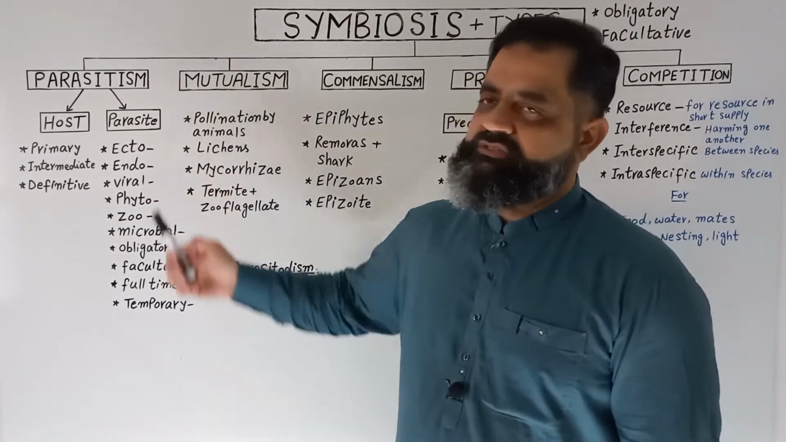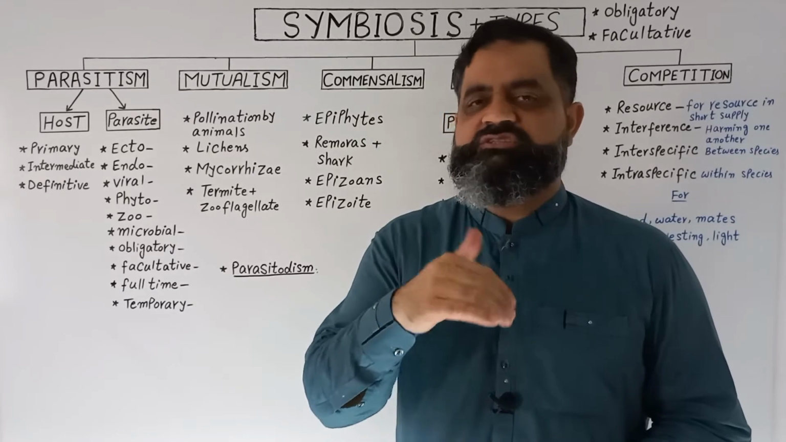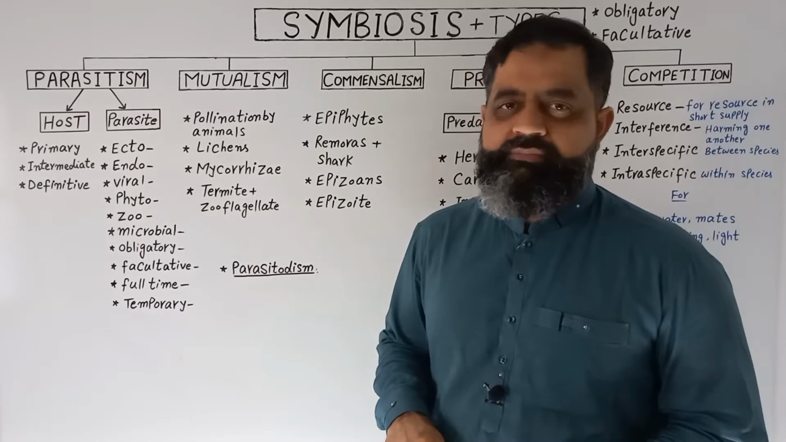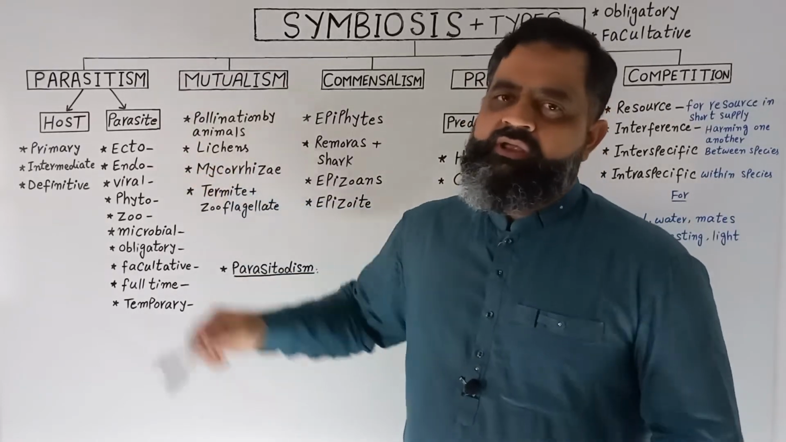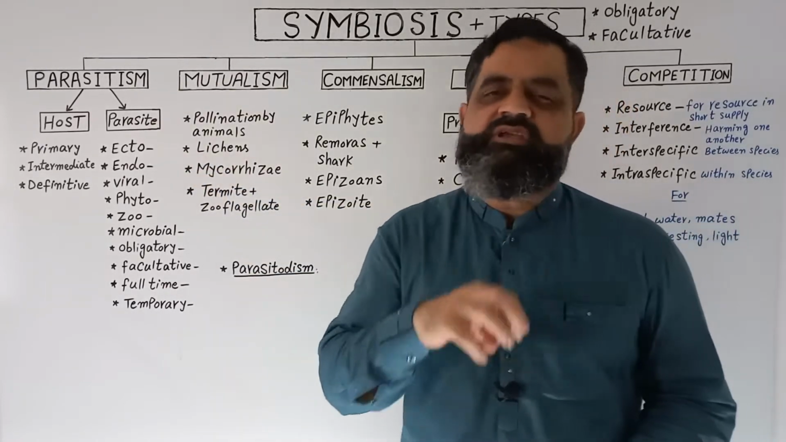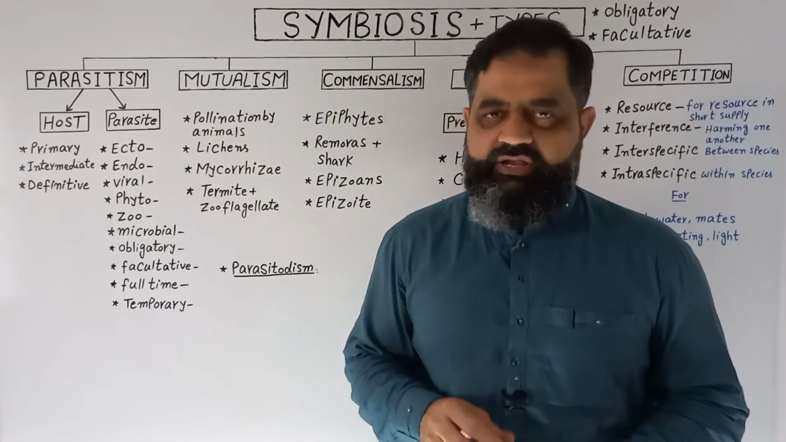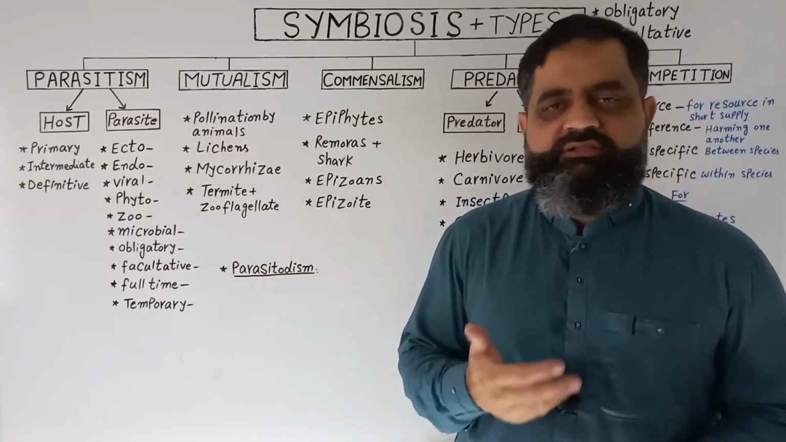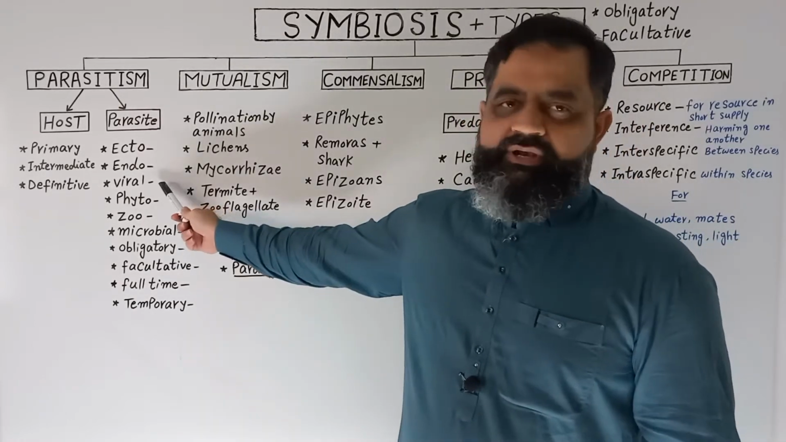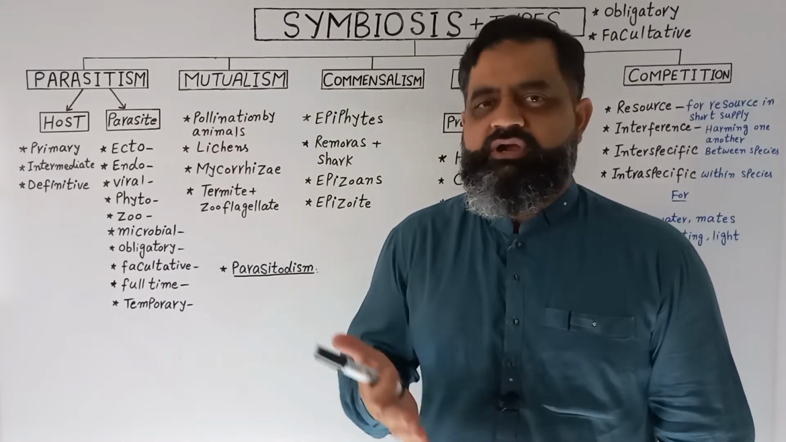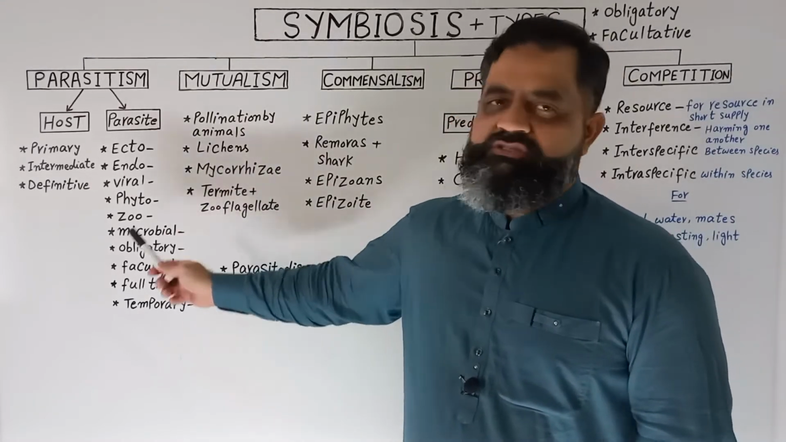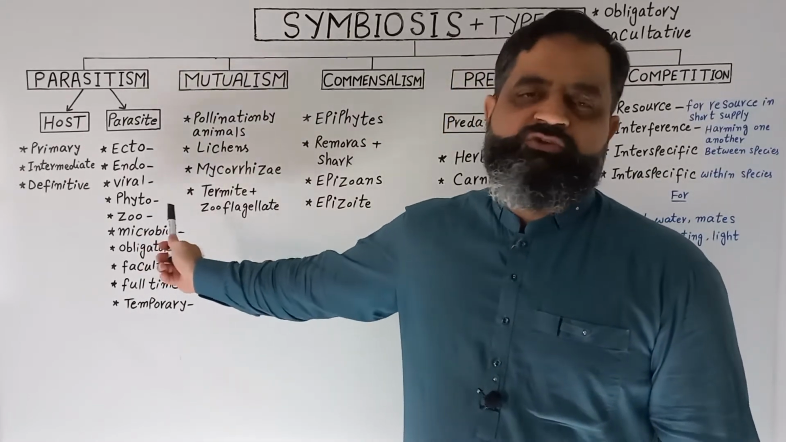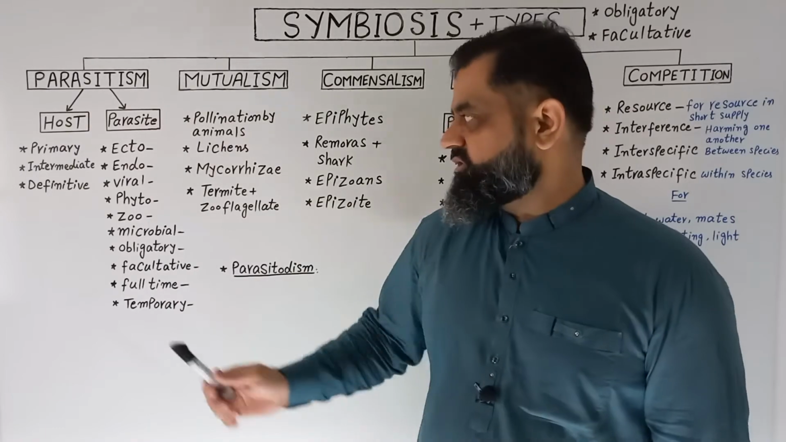In the same way, there are different types of parasites. There are ectoparasites. For example, a parasite that lives on the surface of the body of the host, like lice, ticks, mites and bedbugs, are all ectoparasites. Endoparasites live inside the body of the host, like tapeworms, roundworms, Plasmodium, etc. Viruses and bacteria are all endoparasites. Viral parasites are like coronavirus or some other kind of viruses. Phytoviruses are viruses which live on the body of plants. Zooparasites live on the body of animals.